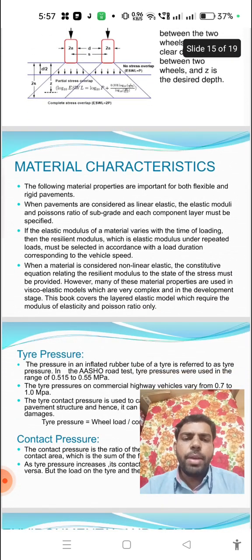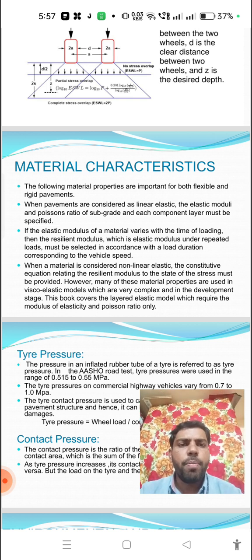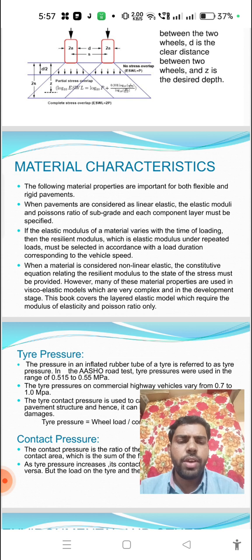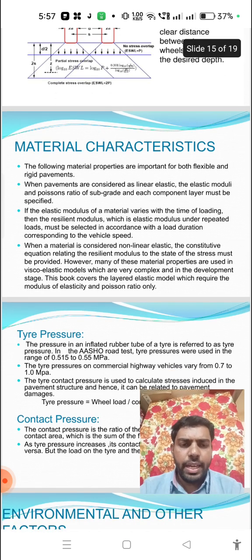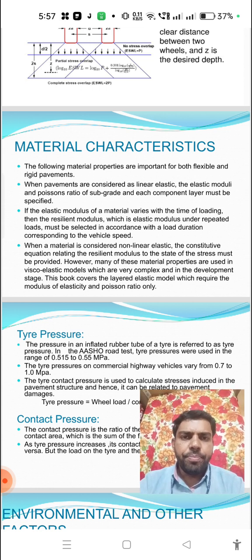Next, coming to material characteristics. In that particular pavement, we use different types of materials. That also plays a very important role in the selection of the pavement. These material properties are very important for both flexible and rigid pavements. Why? Because every layer uses different types of materials like granular materials, sub-base materials and surface materials. These are very different materials, and they have to fulfill strength and durability properties.